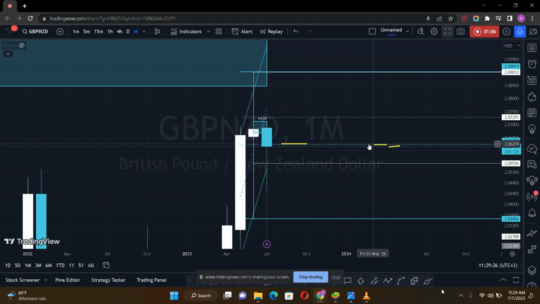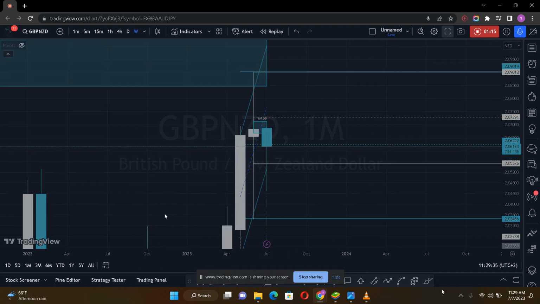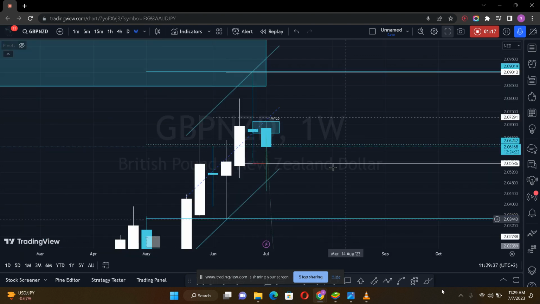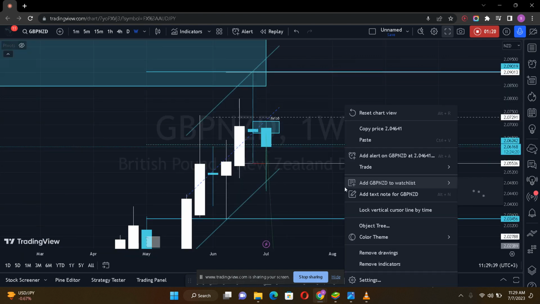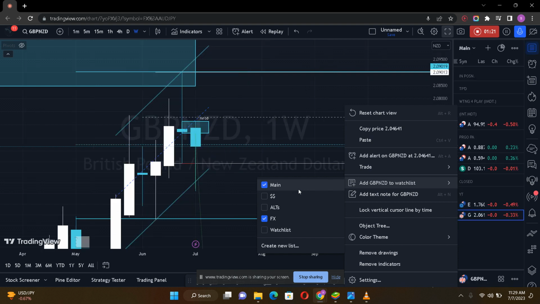Just a second, let me clean the chart. Let me clear this. So zooming down to the weekly, I do the same for the weekly. That is, I highlight the extremes of the previous week.